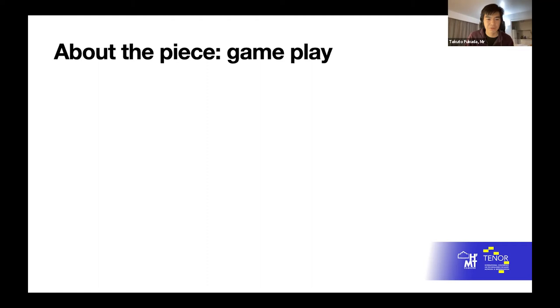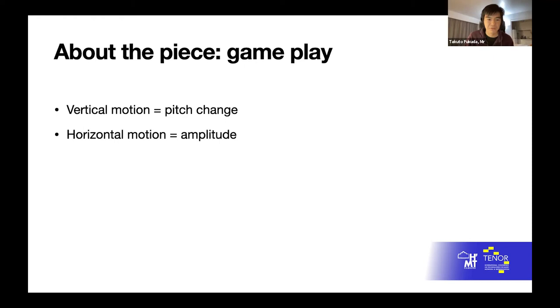The performers control their avatars by playing ascending or descending glissandi quietly or loudly. The pitch change is mapped to the vertical position of the performer's avatars. Loudness is mapped to the horizontal position and the size of the avatars. The avatars are aligned on the right side of the screen when the performer plays silent or very quietly.